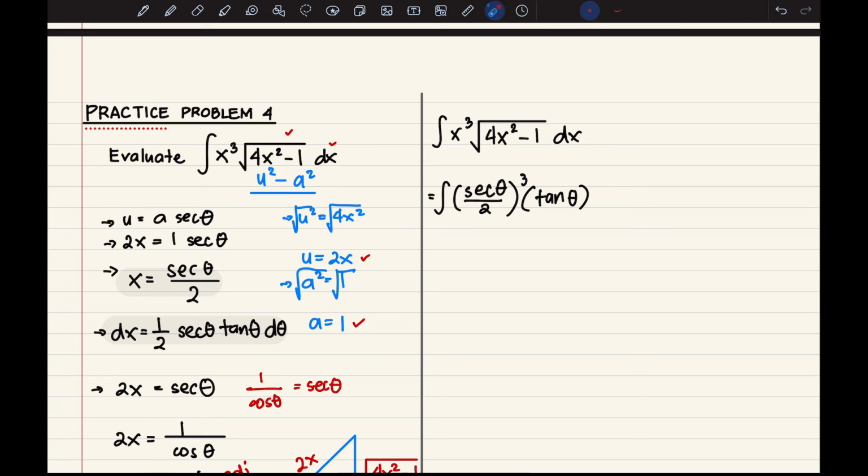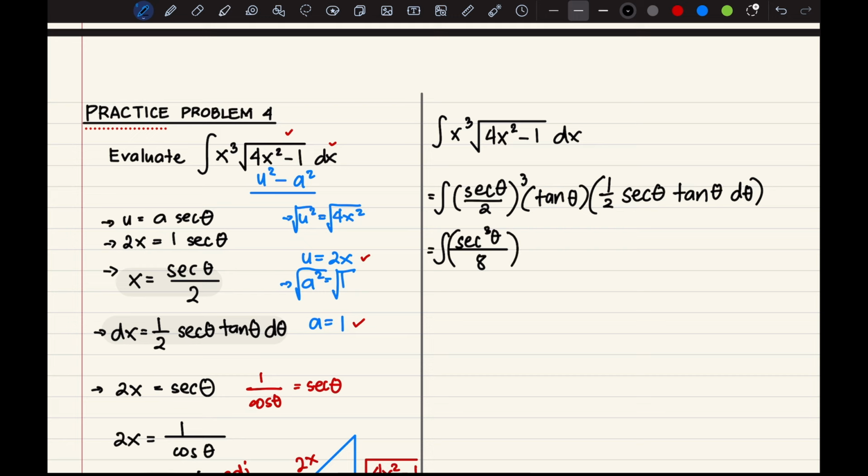And then differential x. For differential x, it is this equation right here. So we write 1/2 secant theta tangent theta d theta. And then let's perform the operation cube for this particular function. So we simplify integral of secant cube theta all over 2 cube is equal to 8. And then we have tangent theta. And then we have 1/2 secant theta tangent theta d theta.